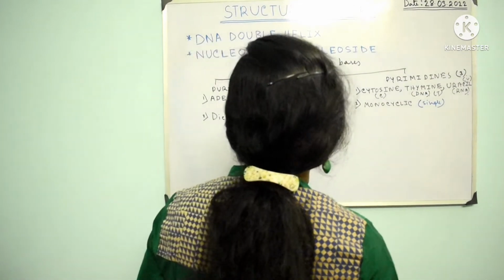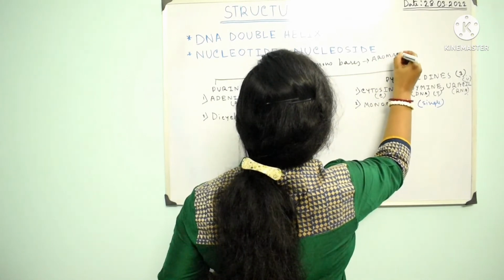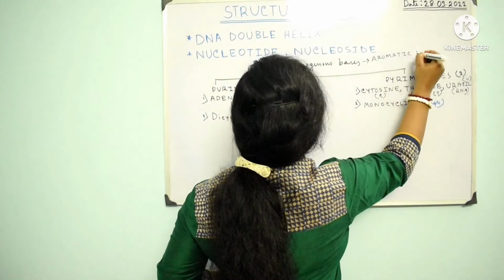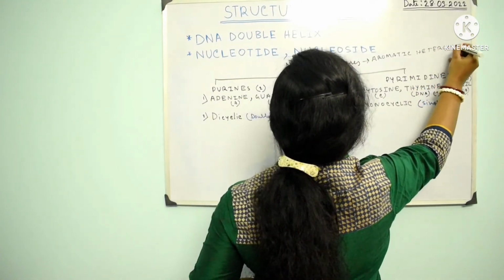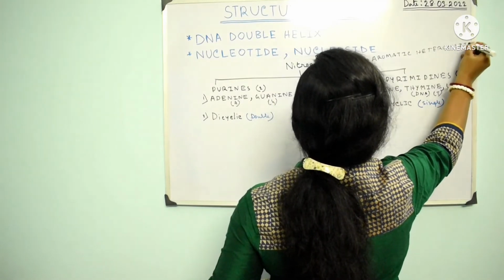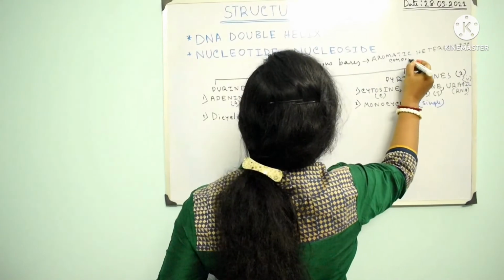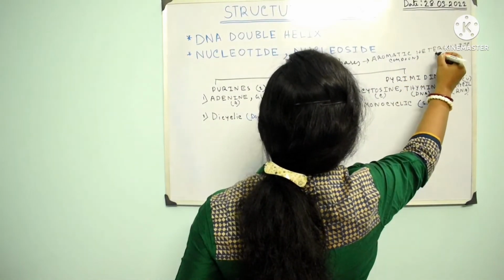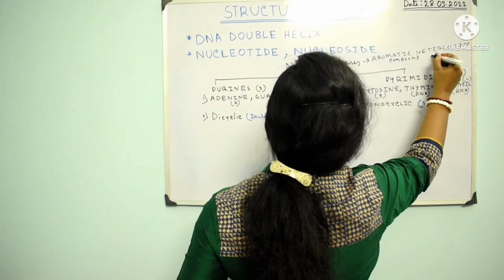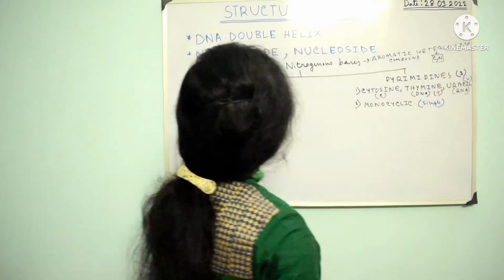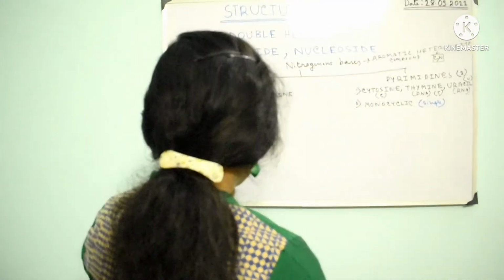Let's draw pyrimidine first. Aromatic heterocyclic compound. Heterocyclic means C is present along with N. That's why it's called a heterocyclic compound. Now let's draw the pyrimidine structure.